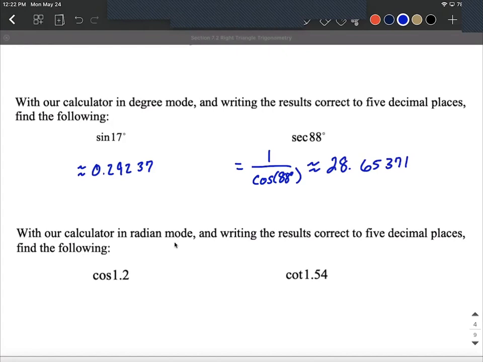All right. Next, the last two we're going to do on this video, we want to be in radian mode. So again, go to the mode button on your calculator, make sure you're in radians. The first one shouldn't be too bad, just cosine button 1.2. I got this to be approximately 0.36236. But then when we get to cotangent, we need to rewrite this in terms of tangent, which will just be 1 over tangent of 1.54, 1 divided by tangent of 1.54.